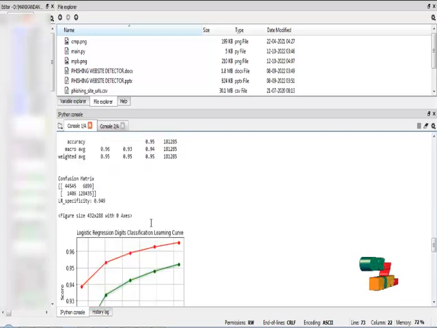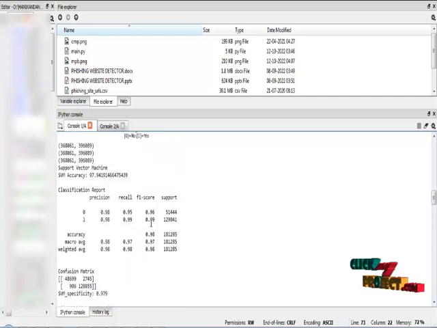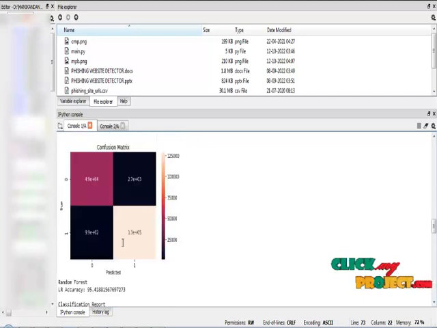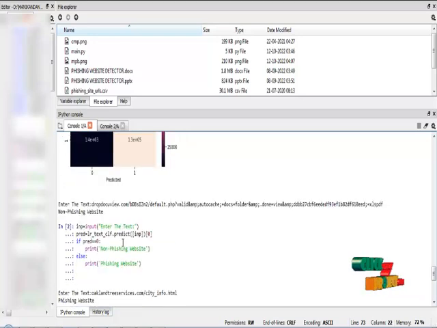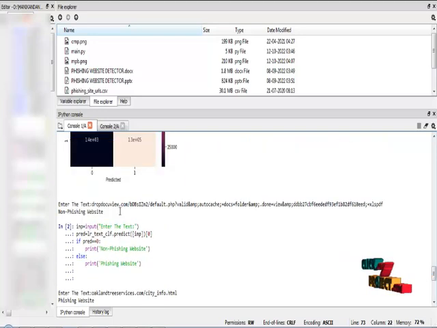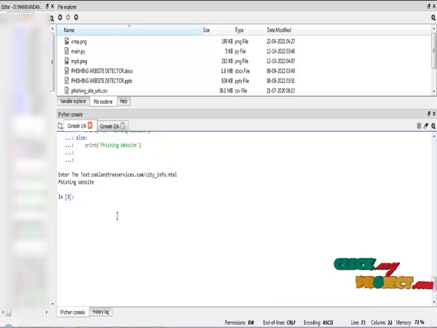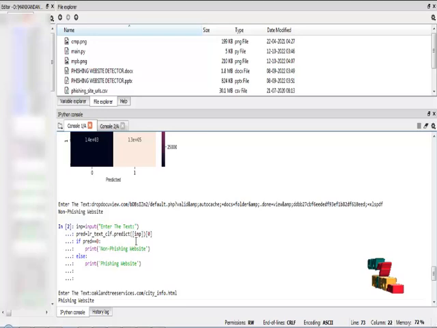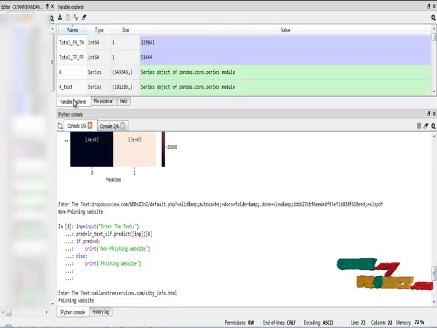Here we got the higher accuracy from SVM algorithm. By using the SVM algorithm, we make a prediction. Here the user can enter the URL text and predict by using our SVM model. First I predict a non-phishing website, and next I predict a phishing website. These are all the results of our process, and this is the variable result that we obtain from our program.